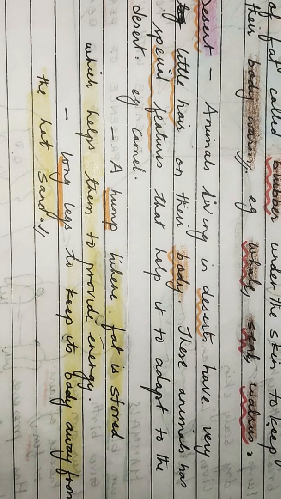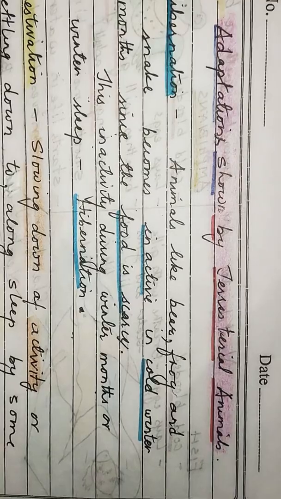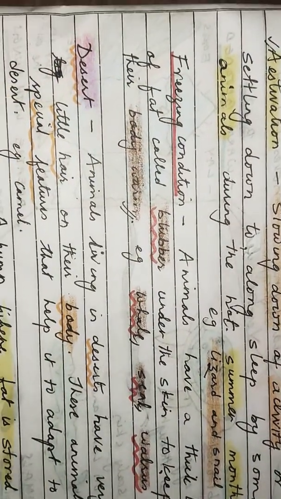All right, so today we have learned about different types of adaptations shown by terrestrial animals: hibernation, estivation, freezing conditions and desert.